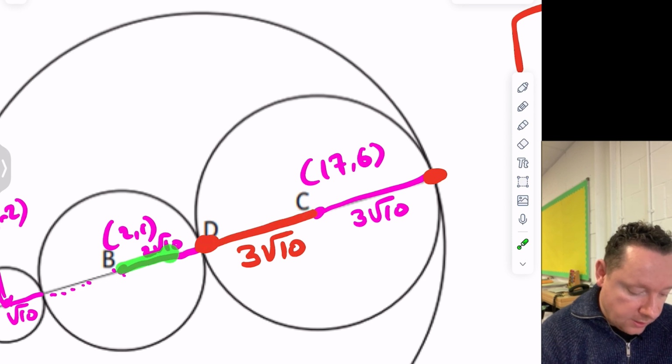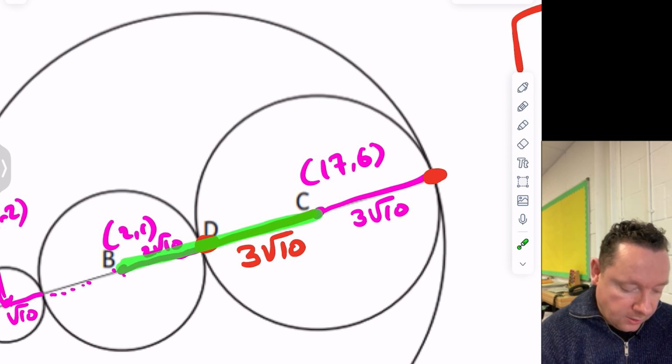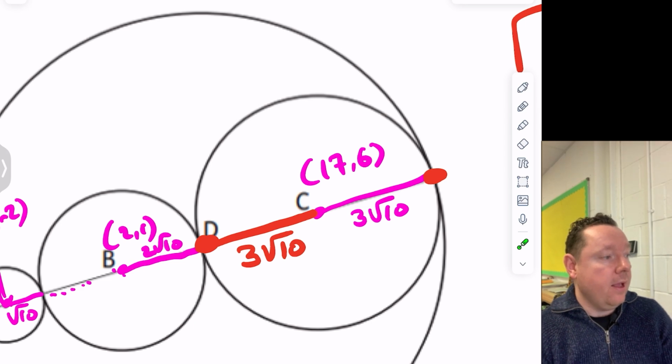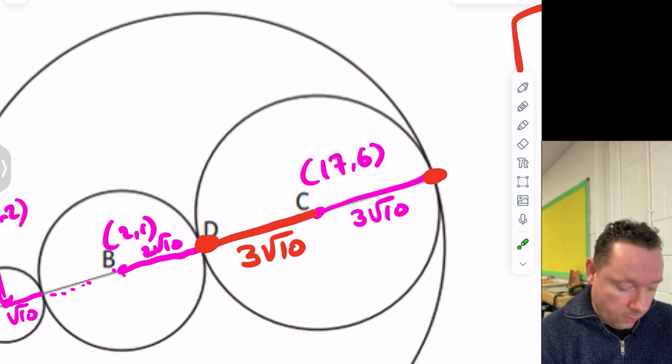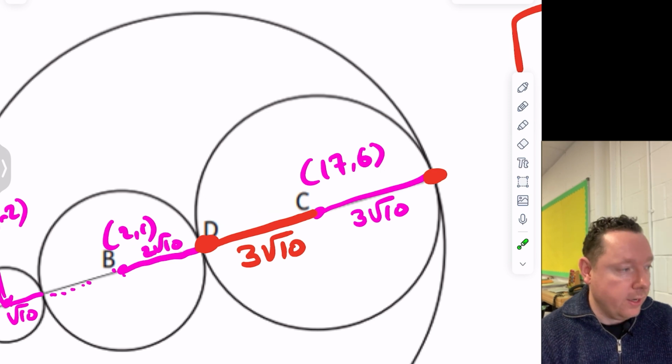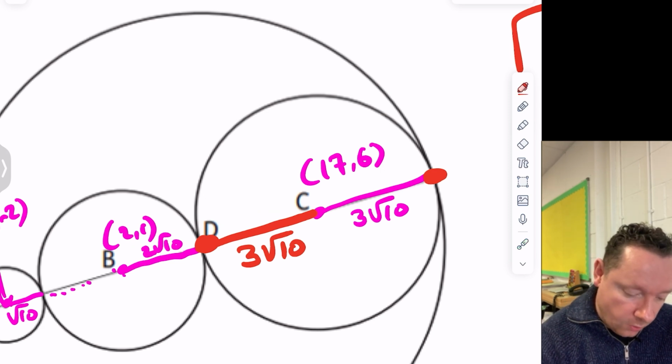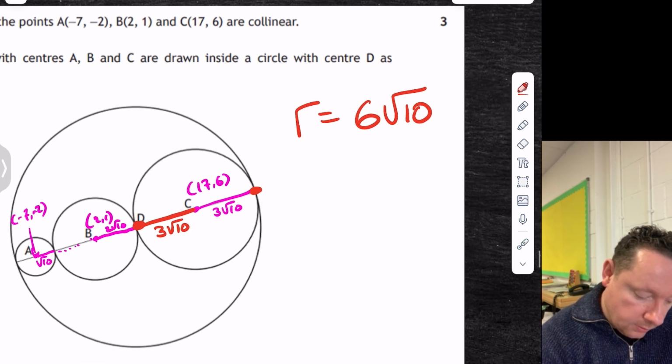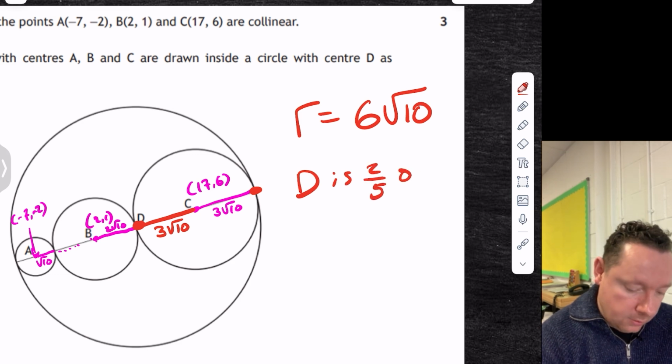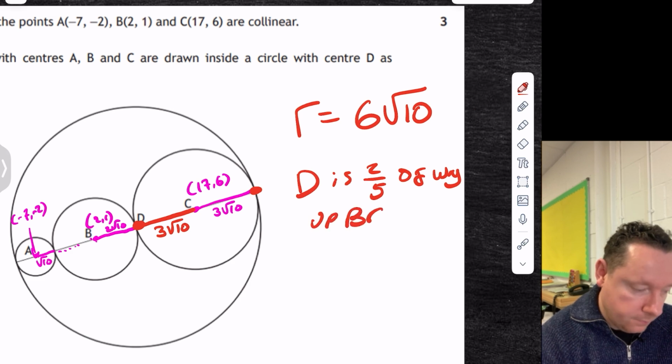So if we take this distance here, which is 5 root 10, D, we could say, is 2/5 of the way along. 2 plus 3 is 5. So it's 2/5 of the way up. So let's just write that down. D is 2/5 of the way up BC. So then how do we get the centre?